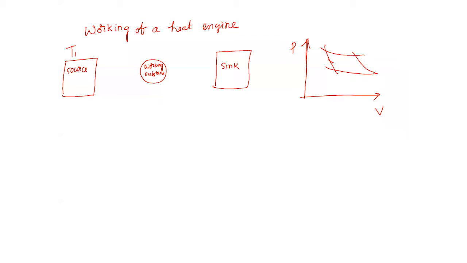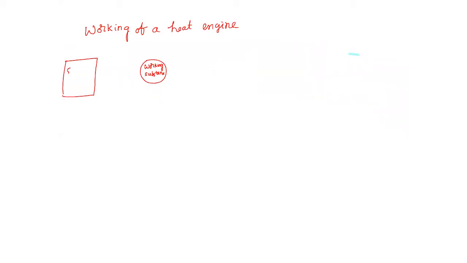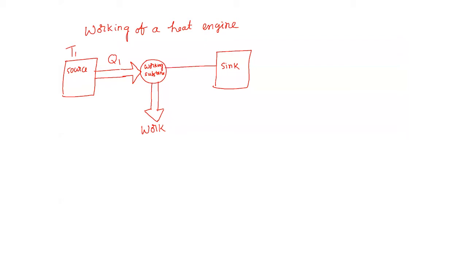It is not compulsory that the working substance has to undergo this Carnot cycle. It may undergo any cyclic process. Here a certain amount of heat will be given to the working substance by the source. It will take Q1 amount of heat. Out of Q1, some amount will be converted into mechanical work. The remaining heat energy, the unwanted heat, will be rejected to the sink. This is the basic working of a heat engine.